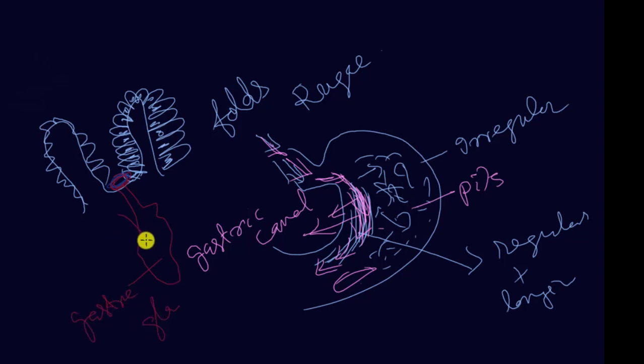So this gastric gland is present at where? It is present at the submucosal layer, but their openings are at the mucosal layer. At where? At the pit. So this is the pit. That is the gastric pit, right?